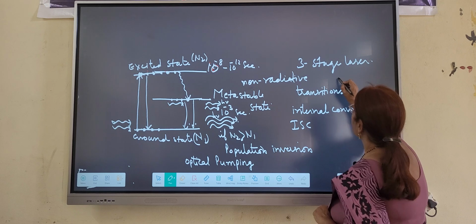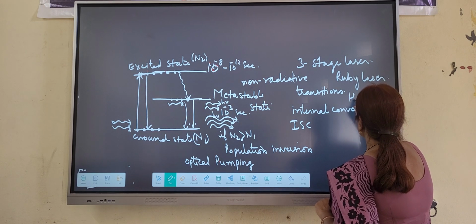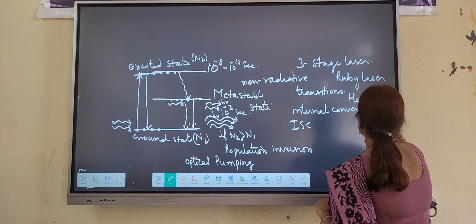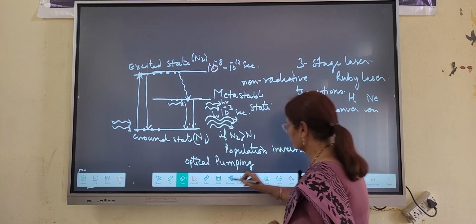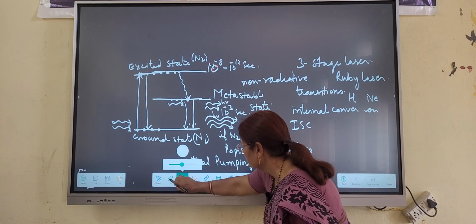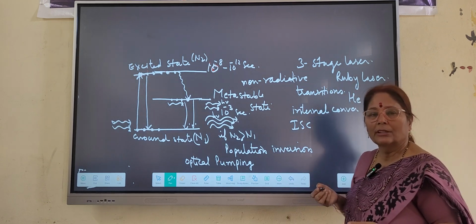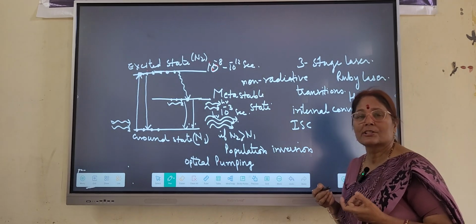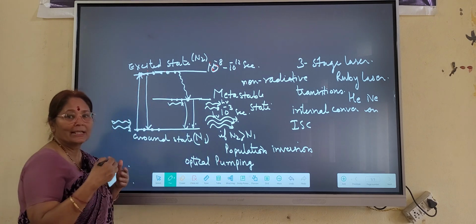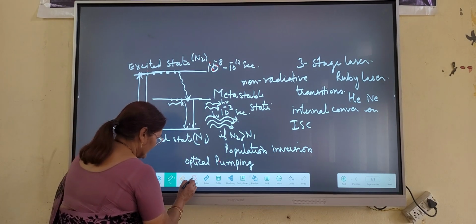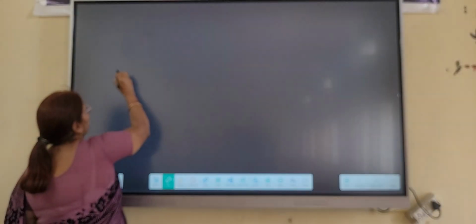The examples of three-stage lasers are the ruby laser and the helium neon laser. Later on we will see how these lasers work and what the material is which is used inside them. So we have studied what the lasing action is and how to achieve laser light. Now I would like to show you this with the help of a diagram.